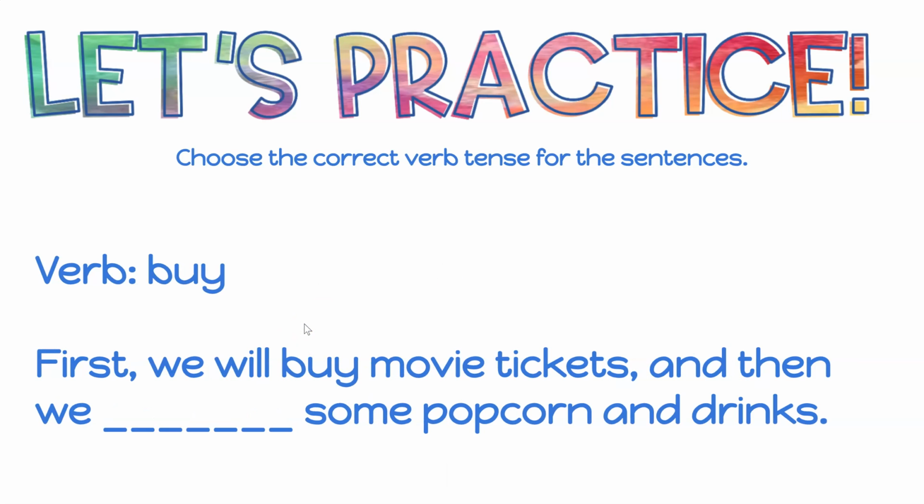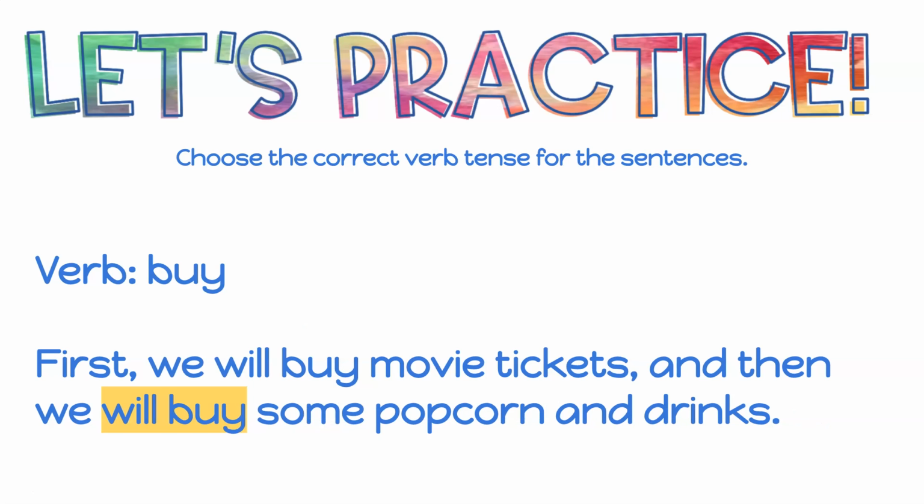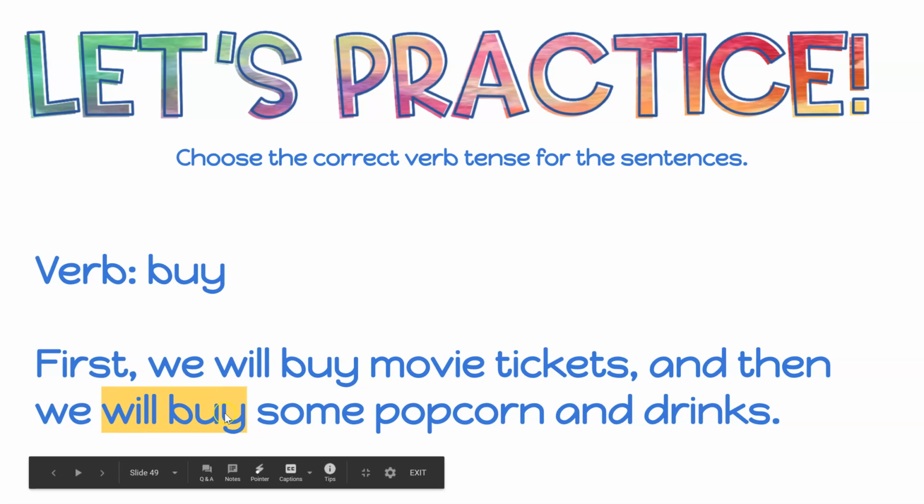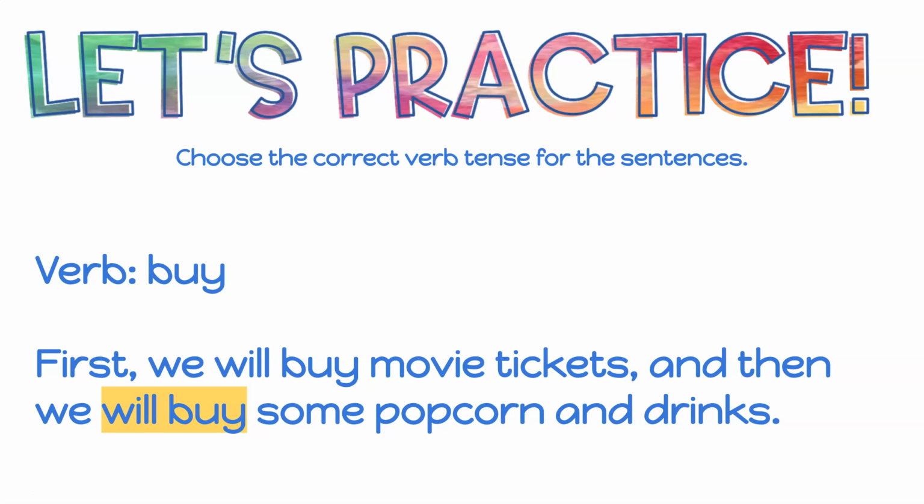Let's try another using the verb buy. First we will buy movie tickets and then we blank some popcorn and drinks. Can you fill in the blank with the correct verb tense of the verb buy? The sentence should read, first we will buy movie tickets and then we will buy some popcorn and drinks. We know that we have to use the future tense of buy in the second part of the sentence because the future tense of buy was used in the first part of the sentence. And we want to make sure we have consistent verb tenses throughout our sentences.